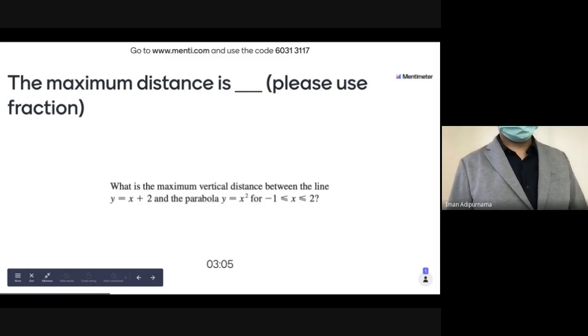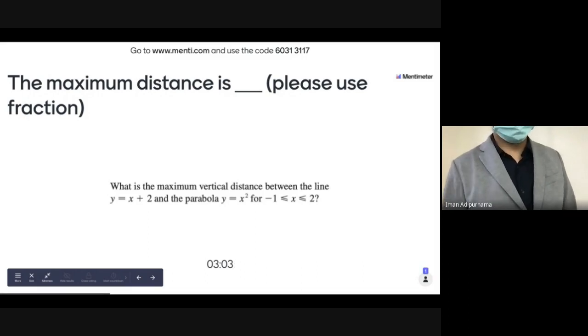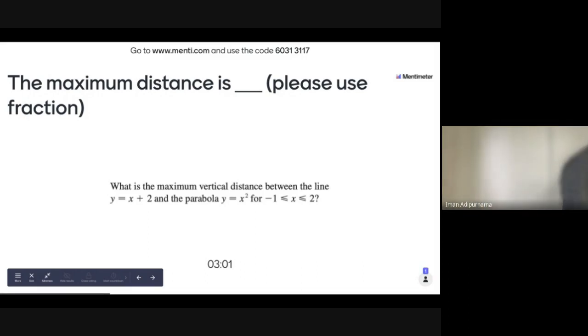Use fractions, not decimals. So if the answer is 1/2, you need to write 1/2.